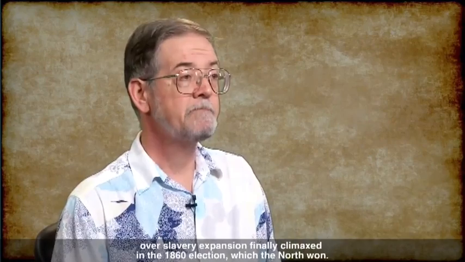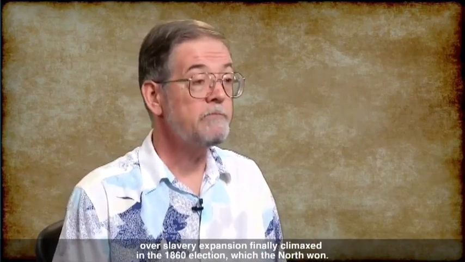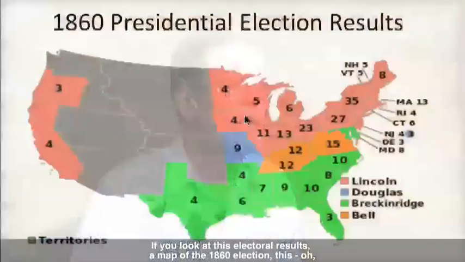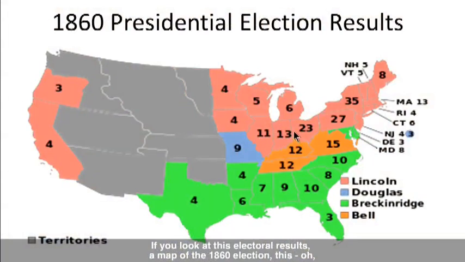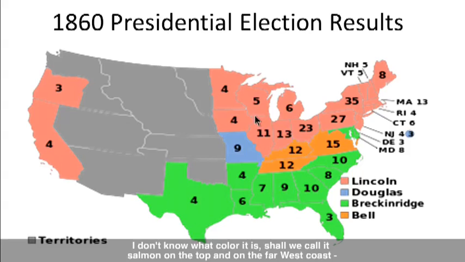So the North and South's competition for control of the U.S. government's policy and over slavery's expansion finally climaxed in the 1860 election, which the North won. If you look at the electoral results, a map of the 1860 election, I don't know what color this is. Shall we call it salmon on the top and on the far west coast? These are the states that went Republican, and they're essentially the northern states. And their position, of course, on slavery was it should not be allowed to expand any further.